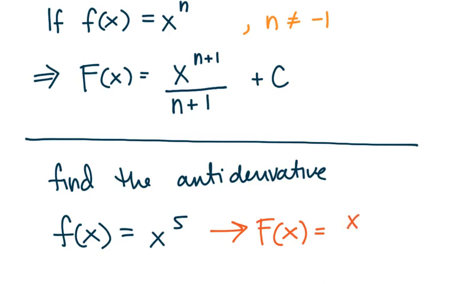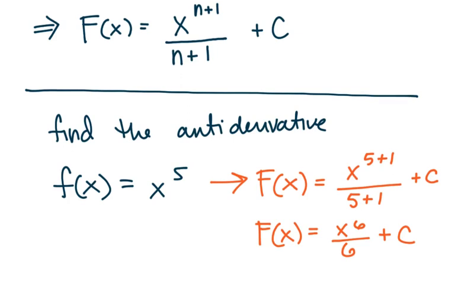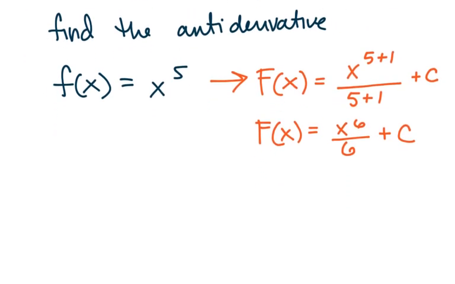I'm going to take that x, I'm going to add 1 to the exponent, which is going to give me 6, and that 6 value goes into the denominator. And of course, we write plus c. So simplifying this, my antiderivative F of x equals x to the 6th over 6 plus c. And we can clean that up a little bit. I could say, well, that is F of x equals 1/6 x to the 6th plus c.